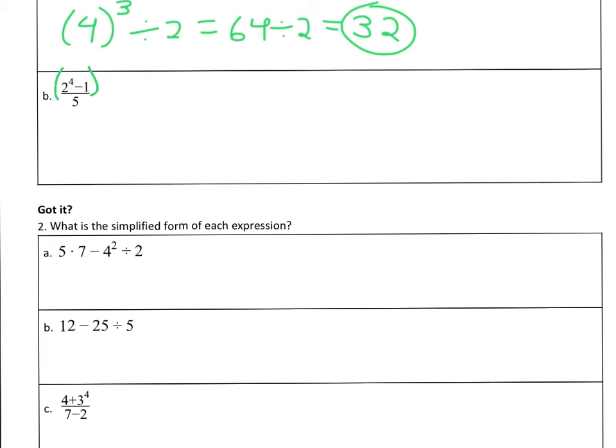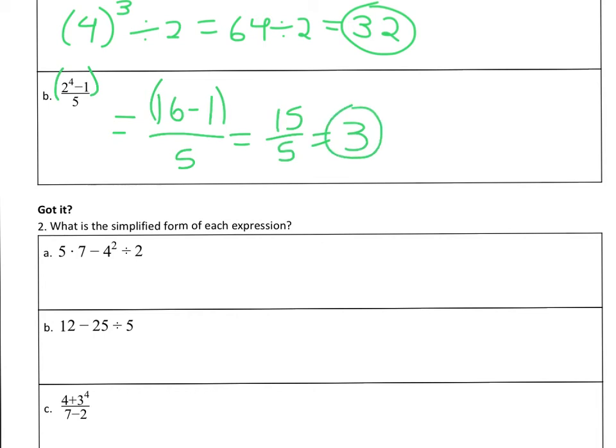So I would simplify the top first. So I would do 2 to the 4th power is 16. So I rewrite this as 16 minus 1. I'll just keep that in parentheses for now, divided by 5. And I would simplify that top of the fraction first, the top of the division first. So 15 divided by 5, and that's 3. So anytime you have a fraction like that or a division like that, simplify the top, simplify the bottom, then that last step here would be to divide. So we think of these as being kind of trapped or kind of in grouping symbols, okay?